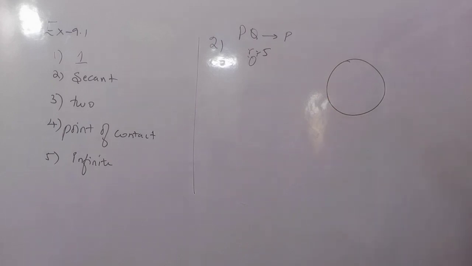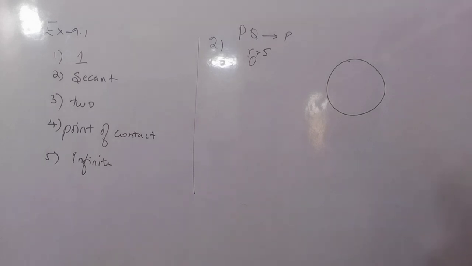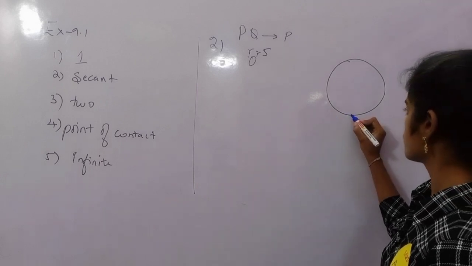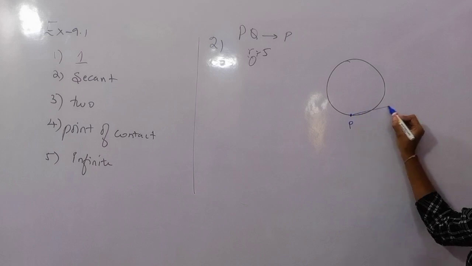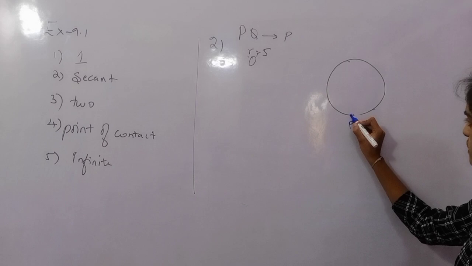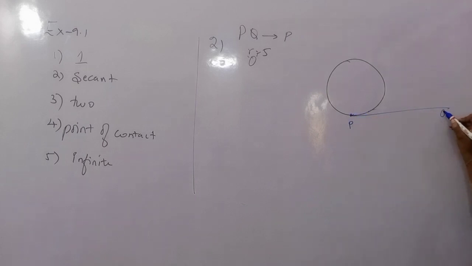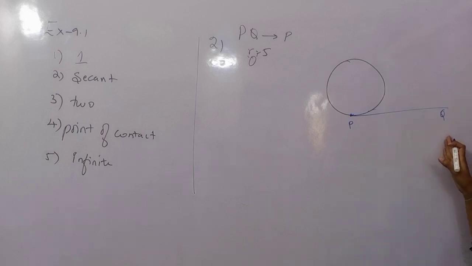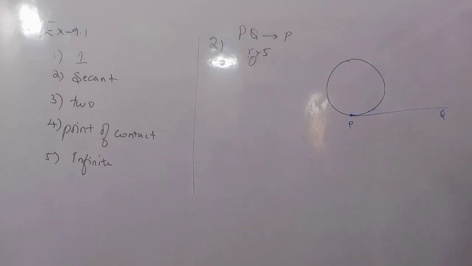This is a circle. I have a tangent PQ at a point P on the circle. Please have your textbooks with you. So you have a point P on the circle. I have a tangent PQ. Let me draw it this way. So this is PQ, the other point will be Q. PQ is a tangent touching the circle at a single point, and the center of the circle is given as O.